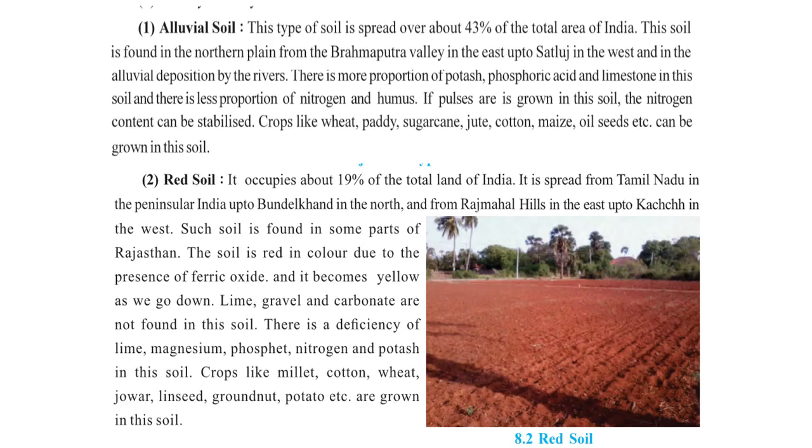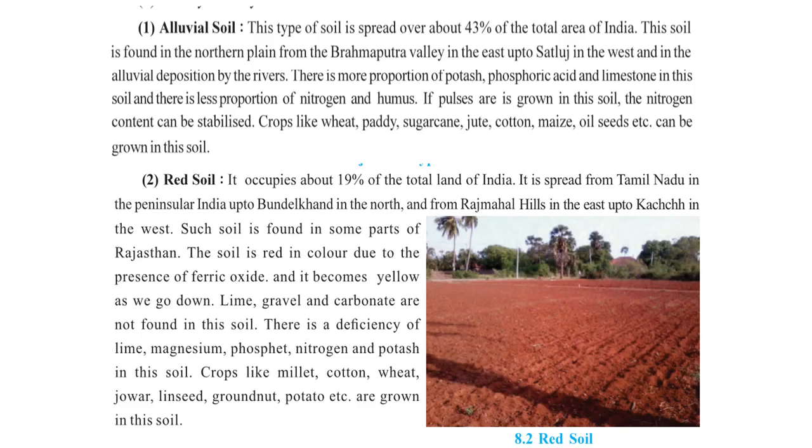The soil is red in color due to the presence of ferric oxide, and it becomes yellow as we go down. So slowly the color changes. Lime, gravel and carbonate are not found in this soil. There is a deficiency of lime, magnesium, phosphate, nitrogen and potash in this type of soil. These minerals are lacking, or we can say there is a deficiency of these types of minerals.